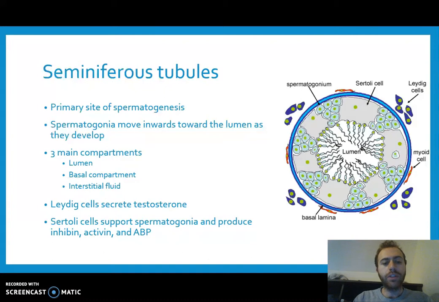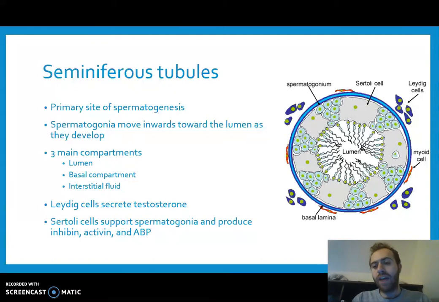Leydig cells are one of the two important cell types in the seminiferous tubules, along with the Sertoli cells. Leydig cells are dispersed throughout the interstitial compartment and secrete testosterone into the tubule. Sertoli cells support spermatogonia development by providing essential nutrients. They produce inhibin and activin, in addition to androgen binding protein, or ABP. ABP binds testosterone secreted by Leydig cells, preventing it from diffusing out of the tubule lumen.